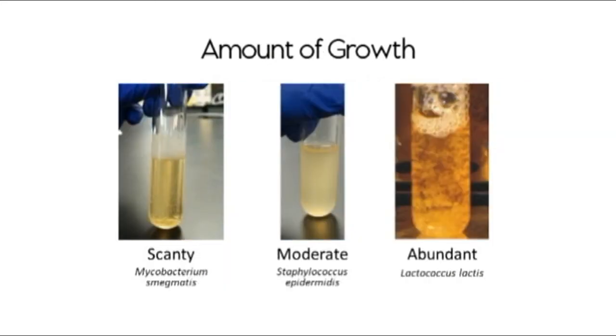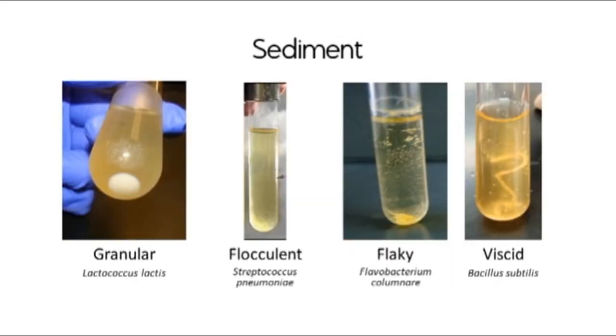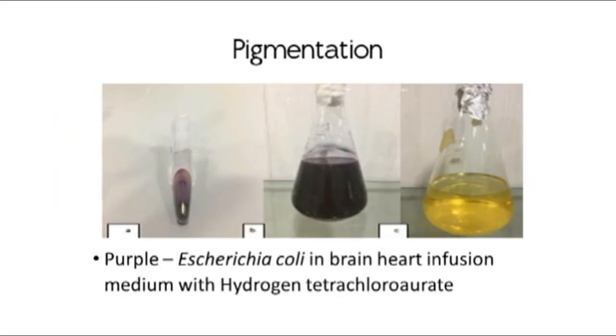There are 3 levels of amount of growth: scanty, moderate, and abundant. For scanty, Mycobacterium smegmatis. For moderate, Staphylococcus epidermidis. For abundant, Lactococcus lactis. There are 4 types of sediment in liquid culture: granular, flocculent, flaky, and viscid. For granular, Lactococcus lactis. For flocculent, Streptococcus pneumoniae. For flaky, Flavobacterium columnare. For viscid, Bacillus subtilis.